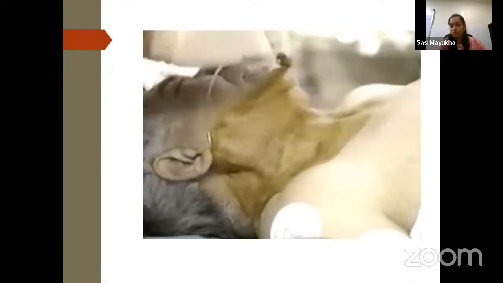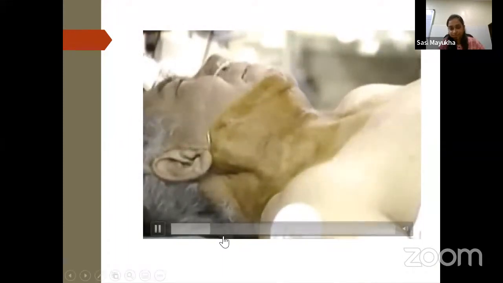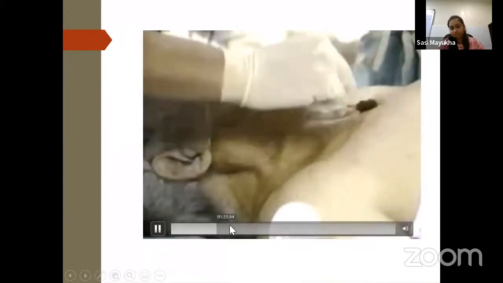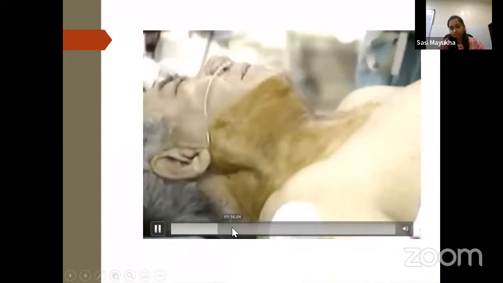Once you've identified the landmarks, you have to prepare the skin. Here they've used povidone, but now we've moved on to other antiseptics. You can make the sternocleidomastoid more visible by having the patient rotate his head to the contralateral side and flex his neck. Once the betadine is dry, place a sterile dressing on the patient.